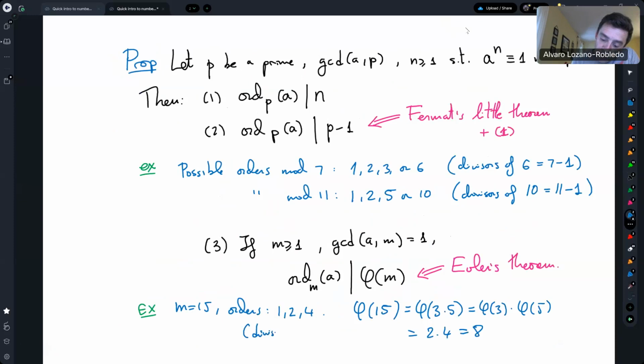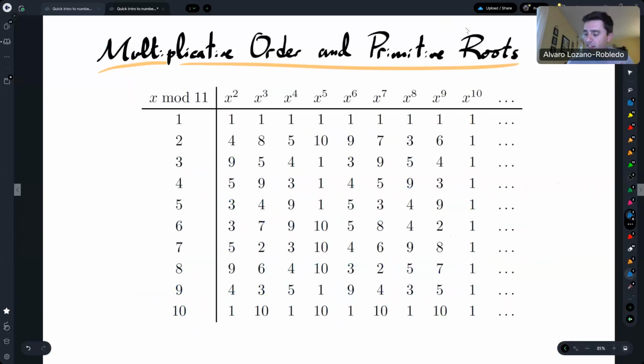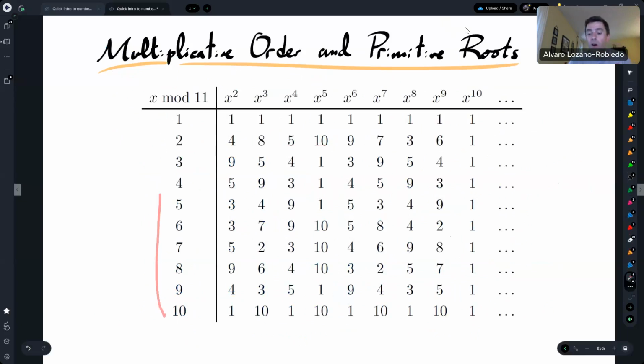So the fact that these are divisors of 8 is explained by Euler's theorem. The fact that there is no 8 happening as an order is not explained by Euler's theorem, but is explained by what we call the primitive root theorem. It turns out that elements such as 2 here, elements whose order is 10, and 10 is as many units as there are, are very special.